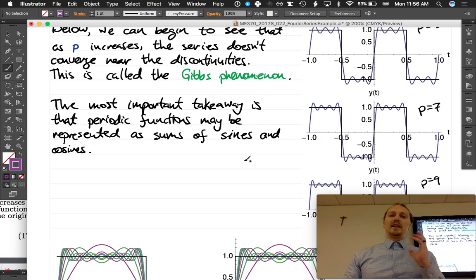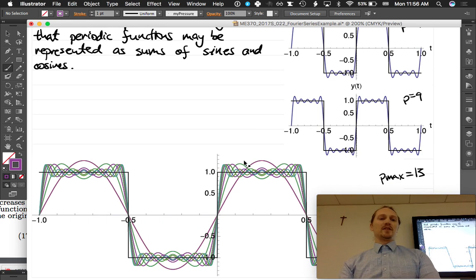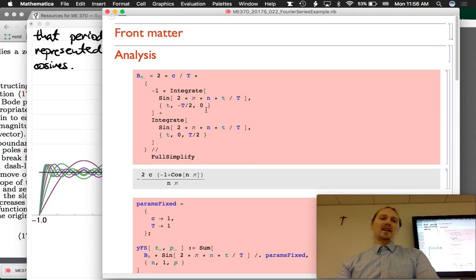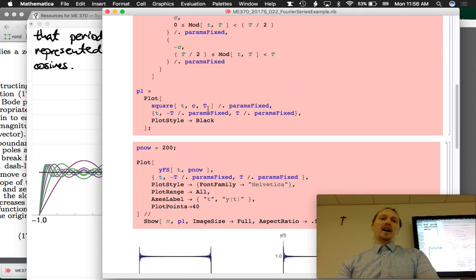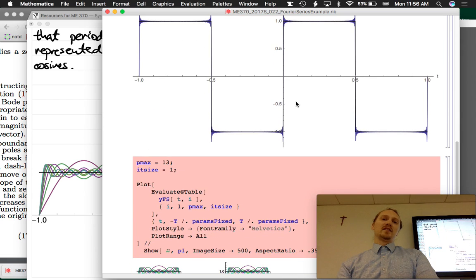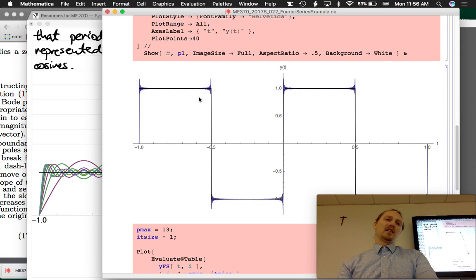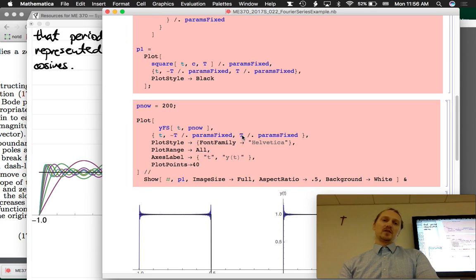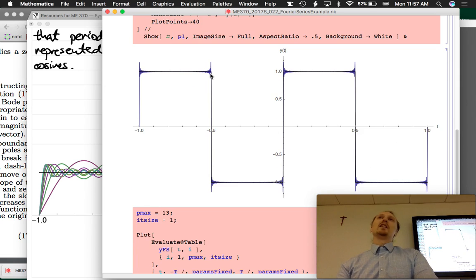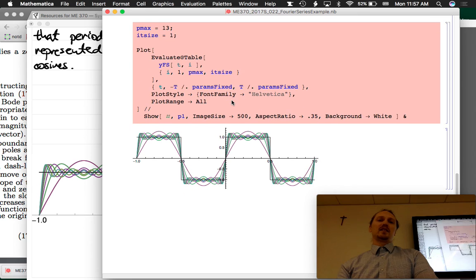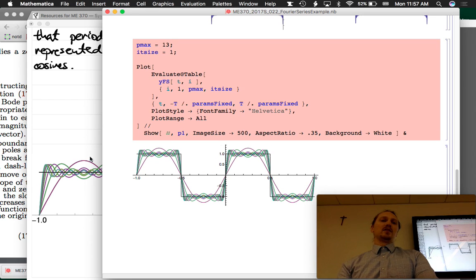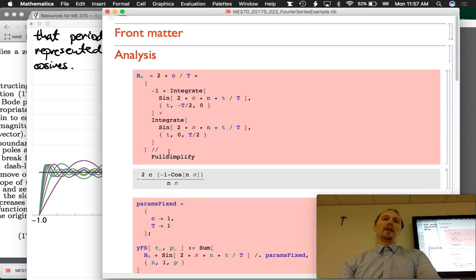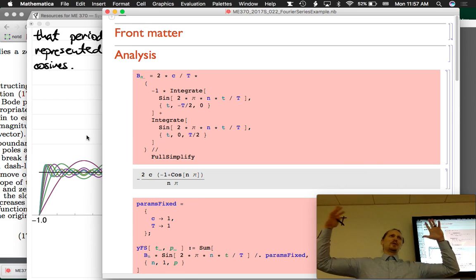But the important thing is that you can represent it as a sum of sines and cosines. And there's a Mathematica script that I wrote up that does all of this. And so you can see with a bunch of terms, how many terms did I do there? 200 terms. You can go up to something that looks like that. And that's the one that I use to generate these graphs. So you can play around with it. And that's Fourier series. It's really cool.